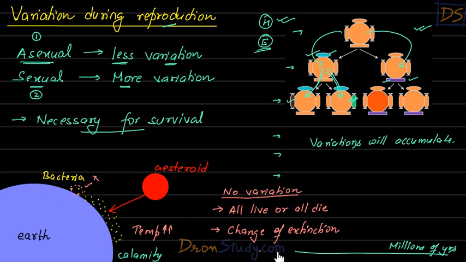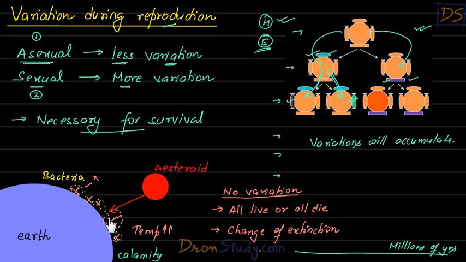But students, in reality, there is a lot of variation in these bacteria, right students? So what is going to happen is that some of the bacteria may be very strong, they may be able to survive in this high temperature. However, the rest of the bacteria may not be able to survive in this temperature, right students? So this is a more realistic situation which will happen.